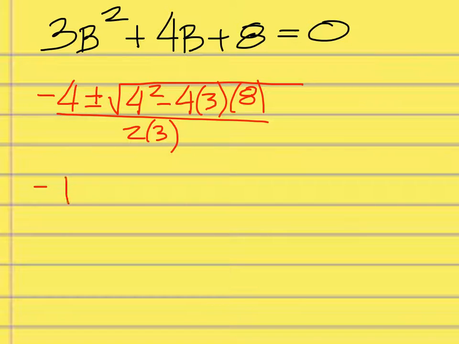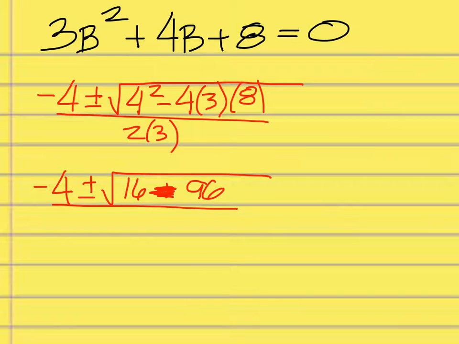So we come up with negative 4 plus or minus 16 minus, actually it should be minus, I said minus and wrote a plus, 12 times 8, that would be 96, and then over top of 6. 16 minus 96 is a negative 80.